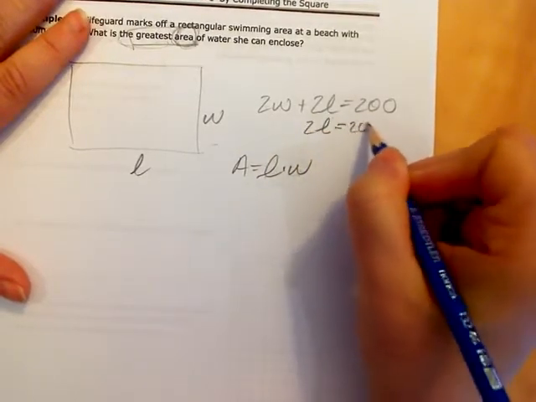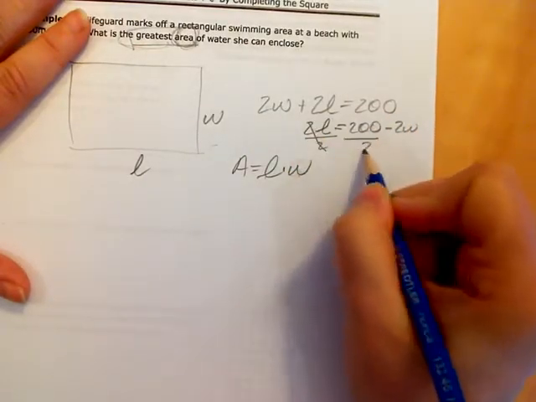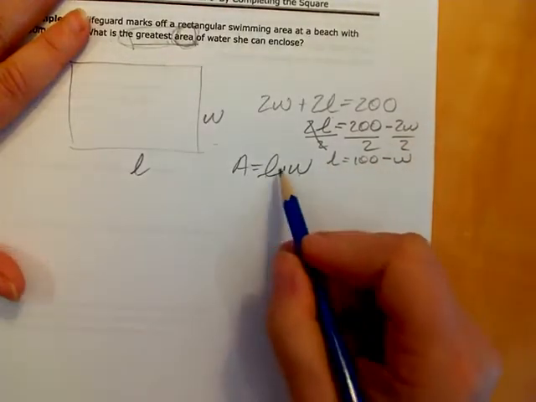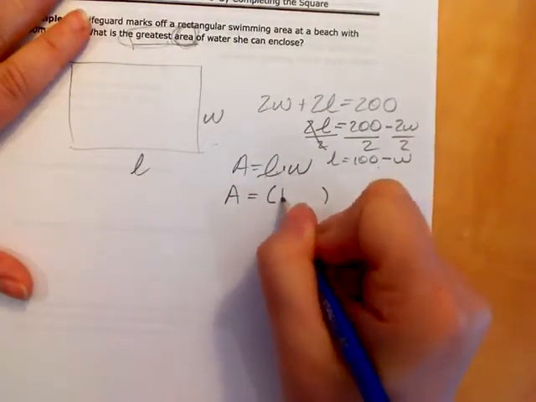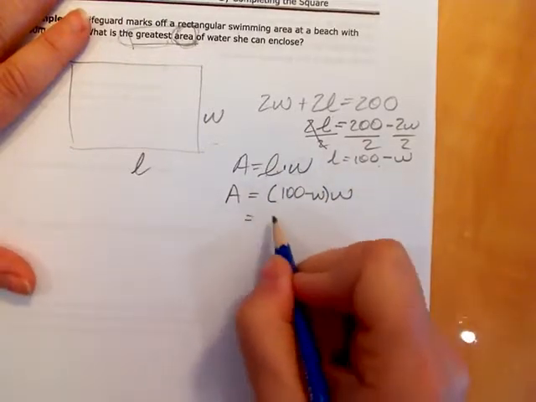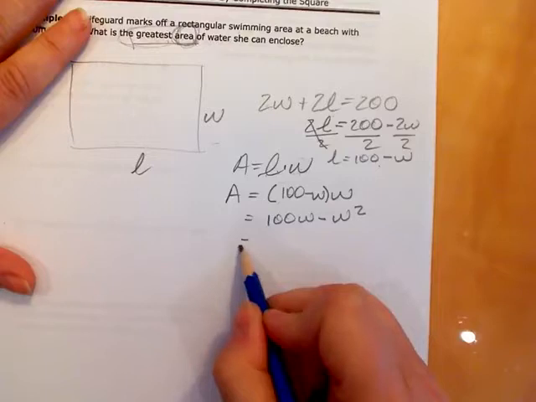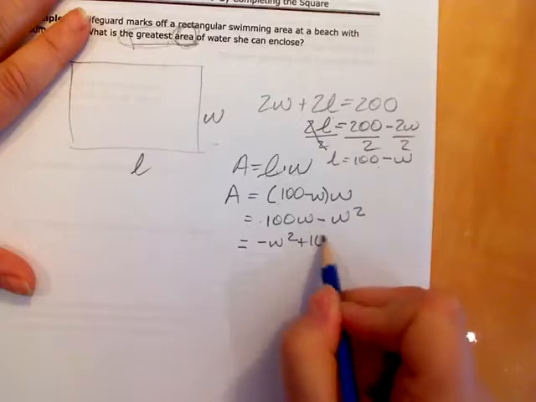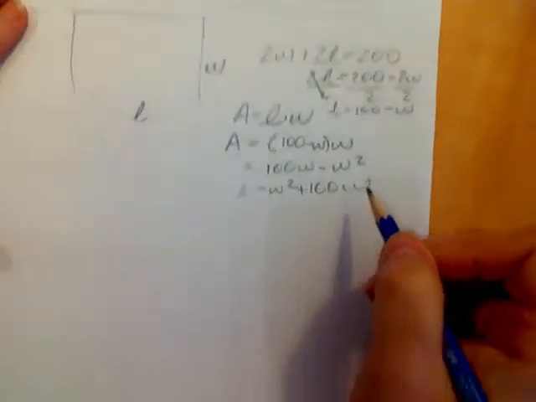2L equals 200 minus 2W when I bring 2W over and divide both sides by 2. And we have that L equals 100 minus W. So I'm going to replace L with 100 minus W. And there's my W. And now I'm going to multiply it out. So I've got 100W minus W squared. And then I'm just going to rearrange it in descending order. So that's negative W squared plus 100W. Okay, so now I need to complete the square of this.